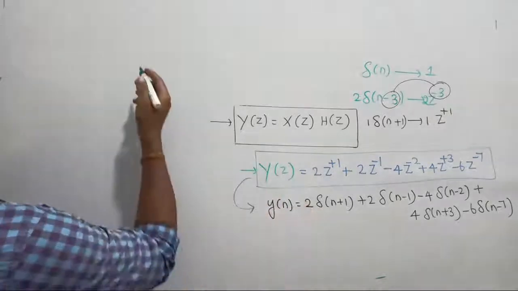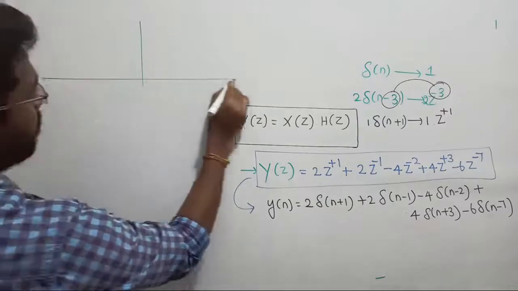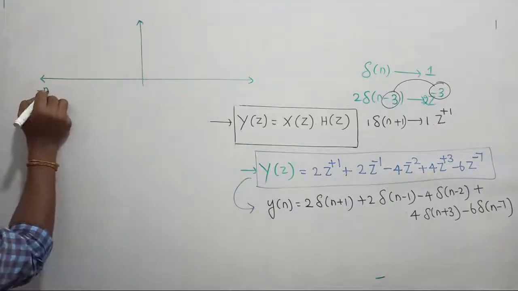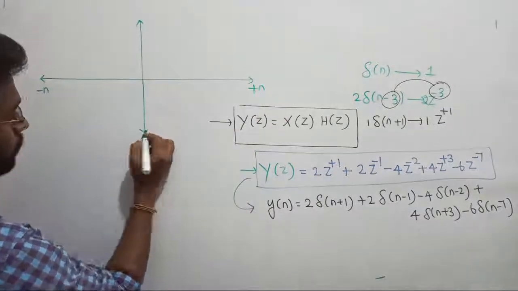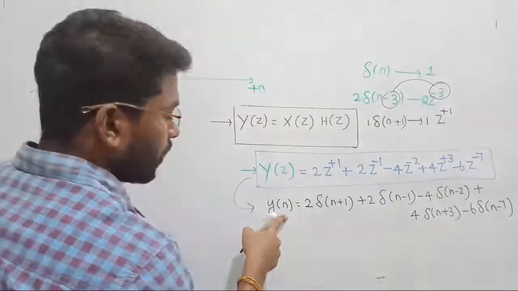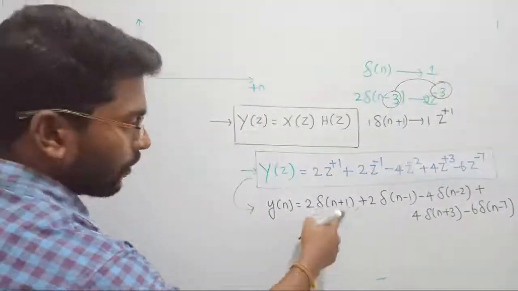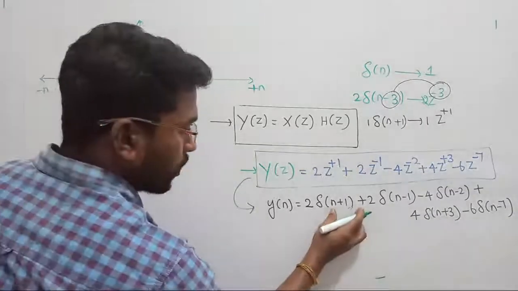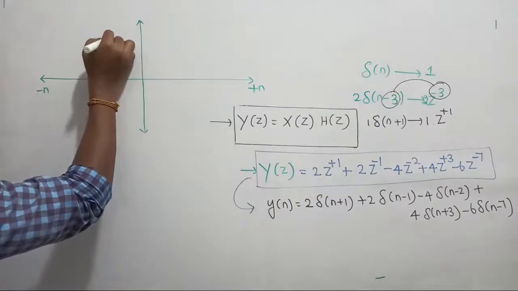Let us push these values into the graph. So graphically I can fix them at various positions. So this is minus n, that is going to be plus n, we are in the time domain only. Let us fix the value of y of n. See, 2 times del of n plus 1. Del of n plus 1 in the sense n equal to minus 1. At n equal to minus 1, its height is 2.